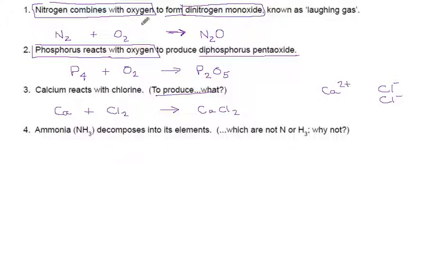Now, all three of these are what we call formation reactions, or sometimes synthesis reactions, where you put some pieces together and you make one thing out of them. We can also go the other way, where you start with one thing and it breaks into pieces, and that's what this fourth one is. We start with ammonia, NH3, and it's going to break apart into its elements, which are N and H.